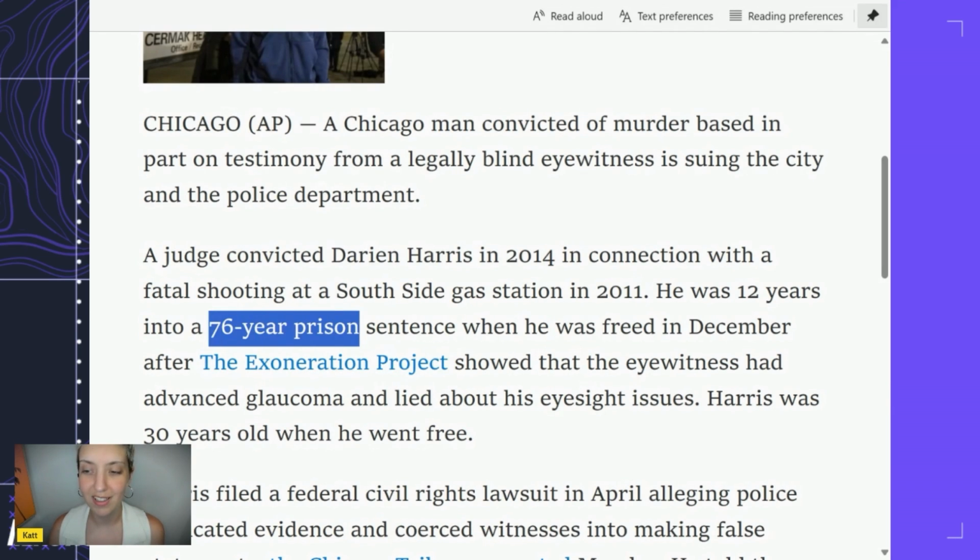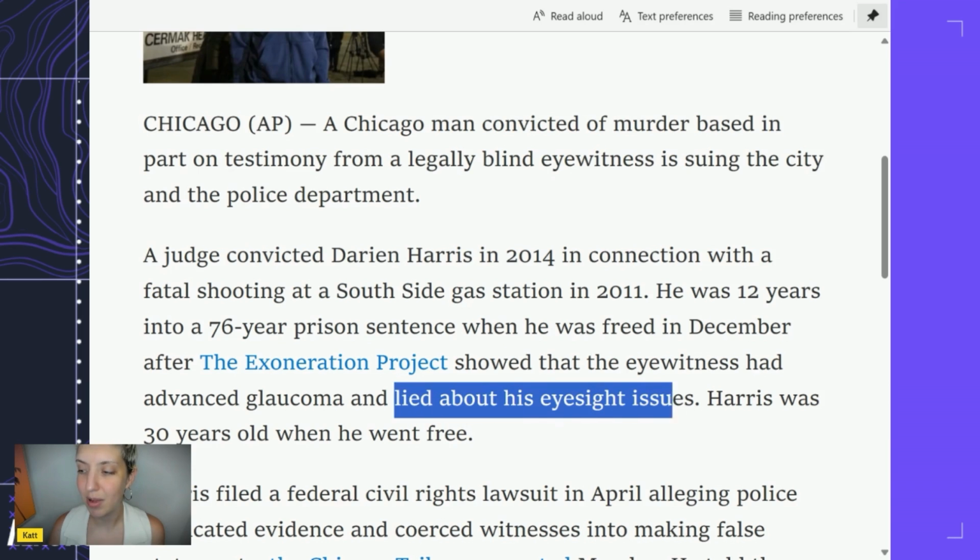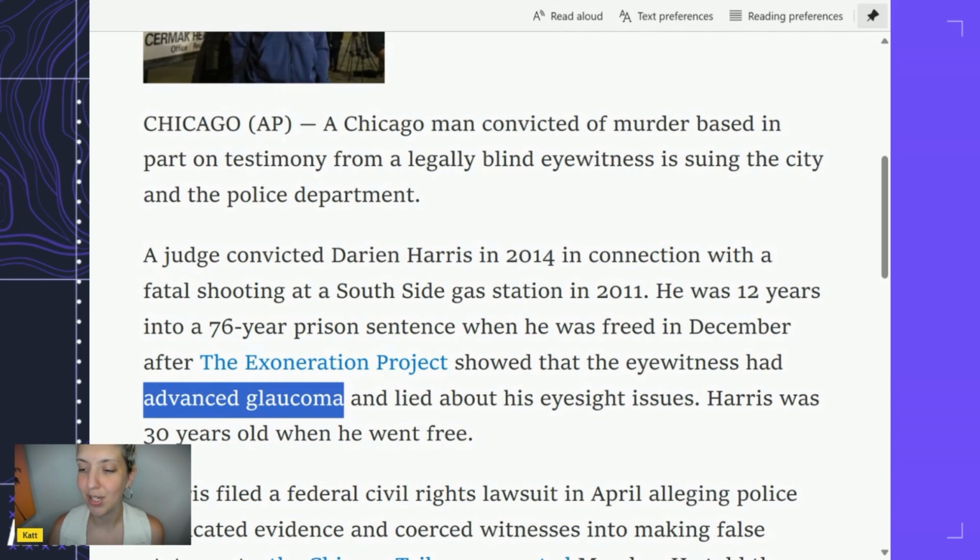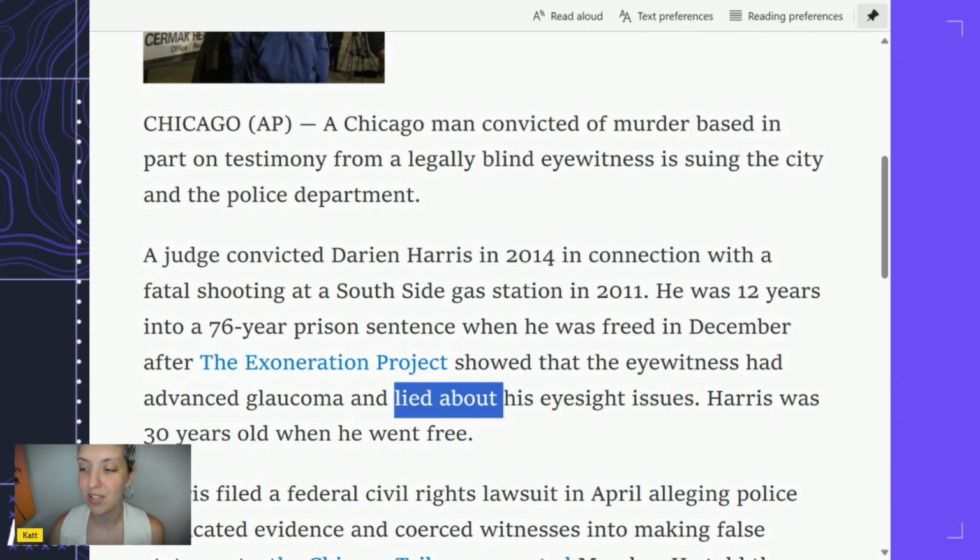That would mean, if he was not exonerated, what are we talking about, 64 more years? He already did 12, but he would have been in there for another 64 if he wasn't exonerated. So, he was freed in December after the Exoneration Project, shout out to the Exoneration Project, showed that the eyewitness had advanced glaucoma and lied about his eyesight issues. So it's not just mistaken identity, or unreliable. The witness is actually lying about his eyesight issues to buff up his testimony.